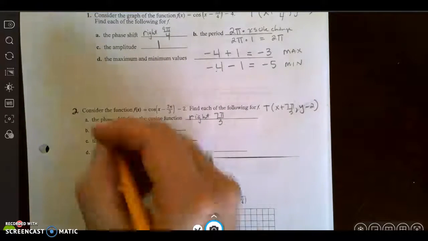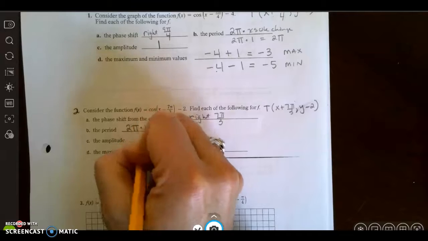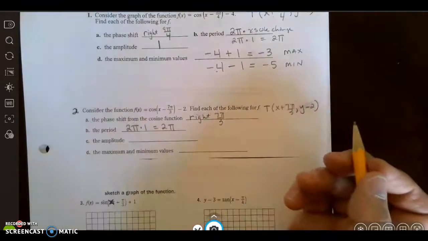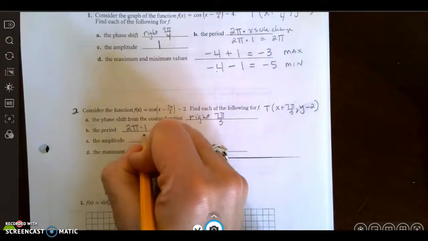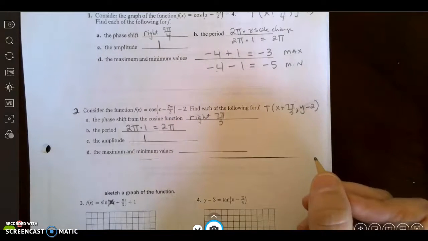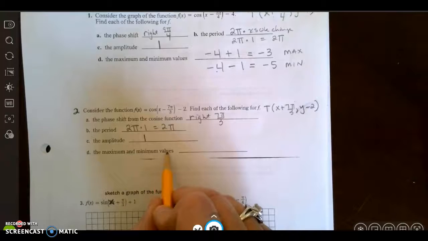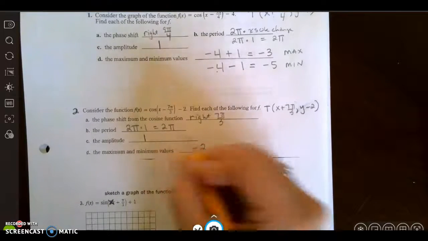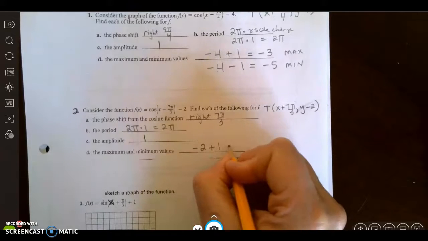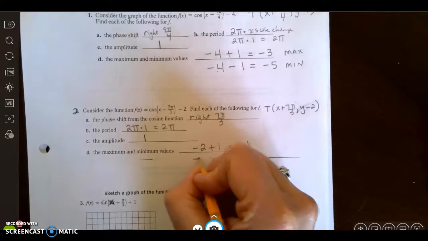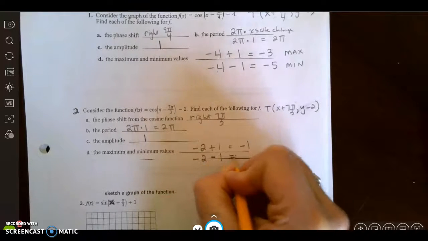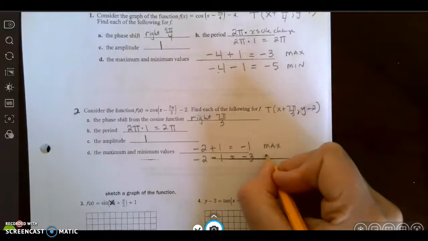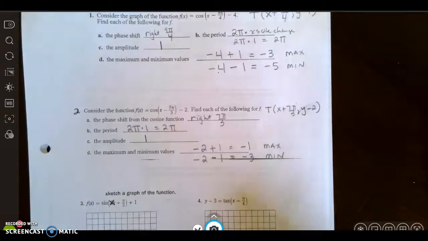Again, there is no scale change, so it's just simply 2 pi times 1, so the period is 2 pi. There is no scale change on the y either, so the amplitude is simply 1. For my max and minimum values, because I'm shifted to -2 for my axis and my amplitude is 1, I go up 1, which would take me to -1. Or I start at -2 and go down 1, which would take me to -3. So -1 is my max, -3 is my min.